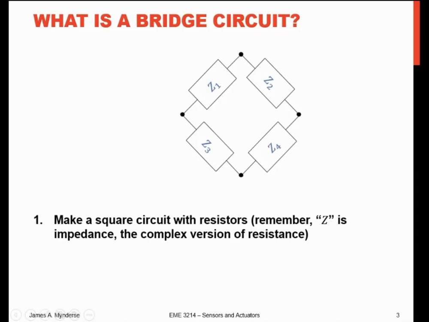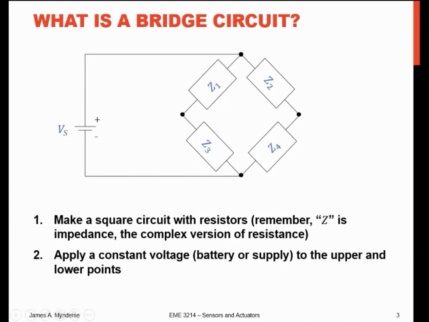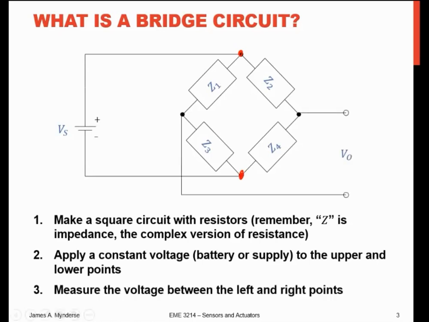We make a square circuit with resistors or other impedance elements. They don't have to all be resistors, because if you recall, Z is impedance, which is the complex, more generalized version of resistance. We apply our source voltage, constant voltage, and I'll also say there are some constant current bridges, but the math is slightly different, to the upper and lower points here. And then we measure the output voltage from the right and left points here.